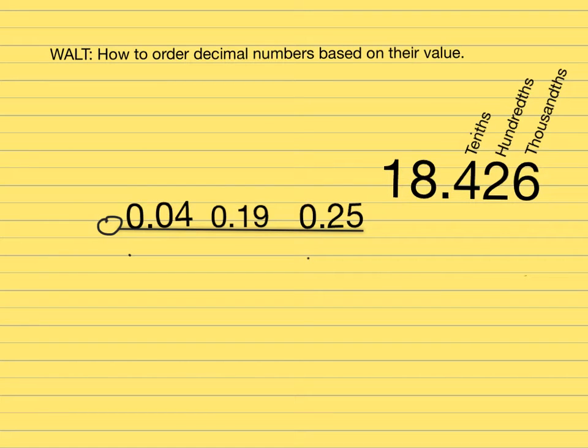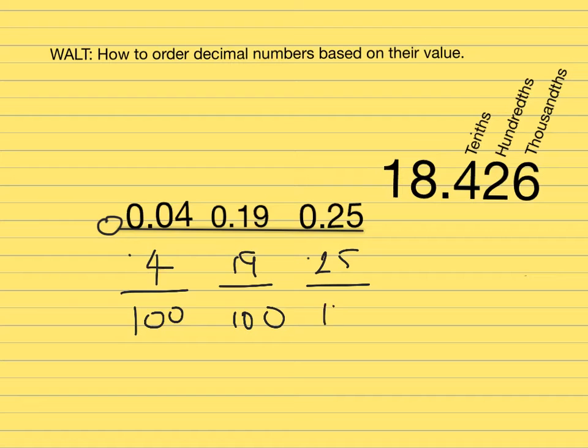Okay, and you can see that when I write these as fractions, you can see the difference. This is going to be 4 over 100. This is 19 over 100. And this is 25 over 100. Yep, so absolutely perfect. You can see that 4, 19 and 25, that is the correct order because 4 is way less than 19 and 19 is a little bit less than 25.